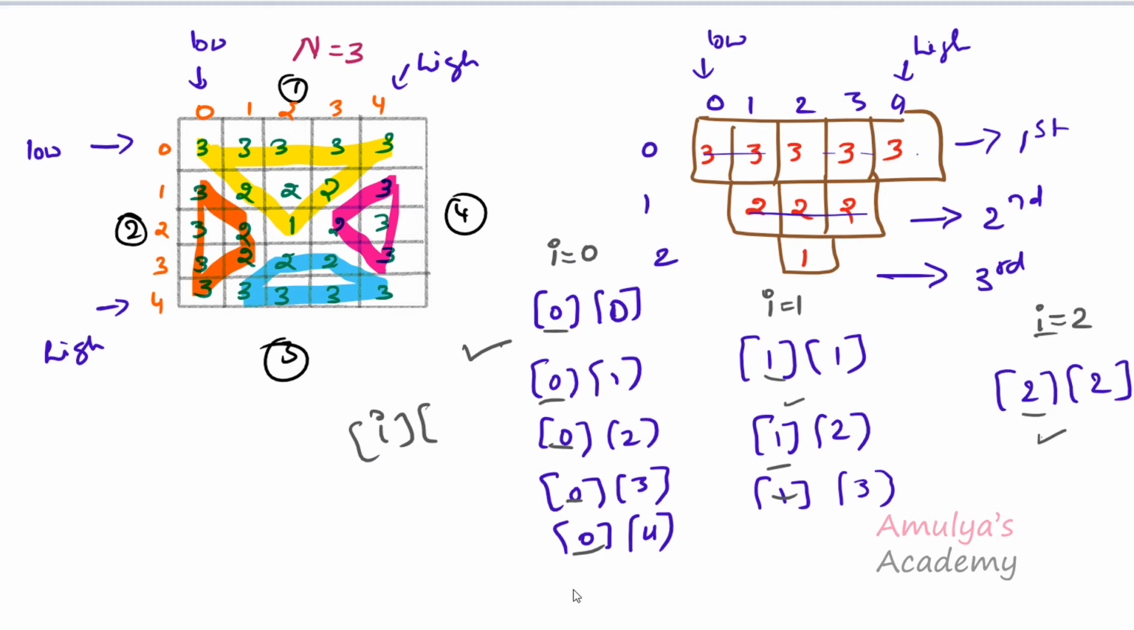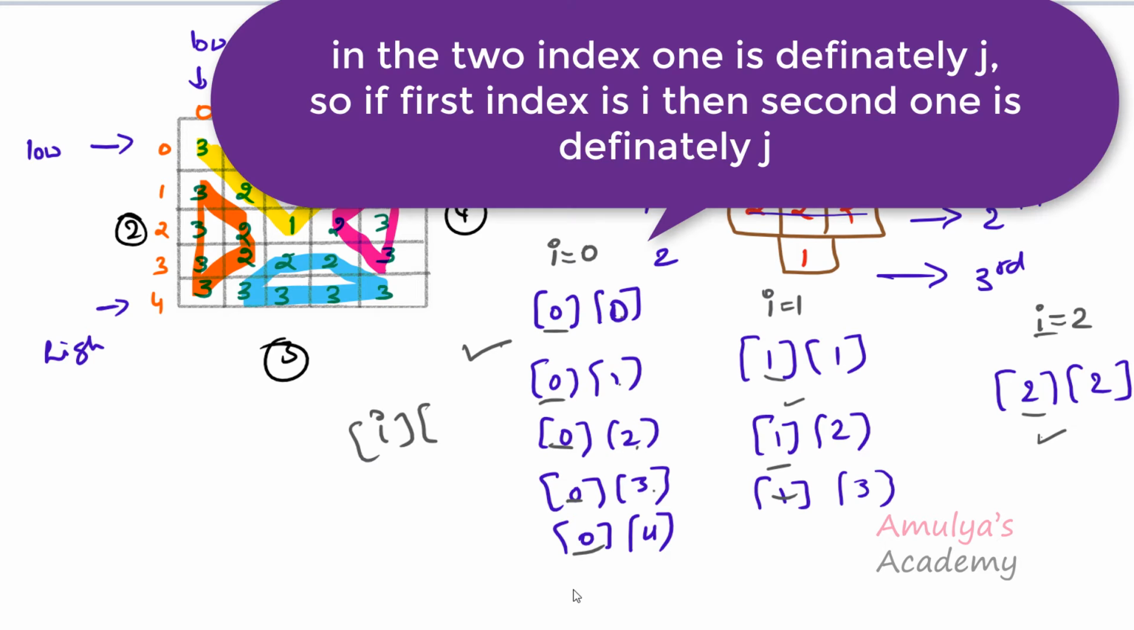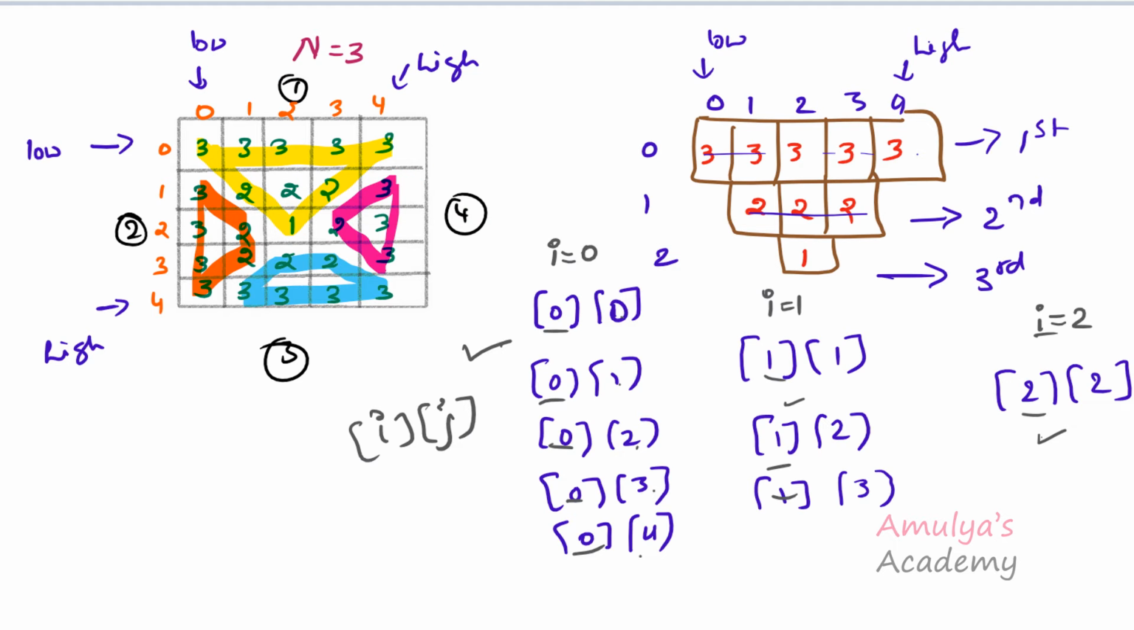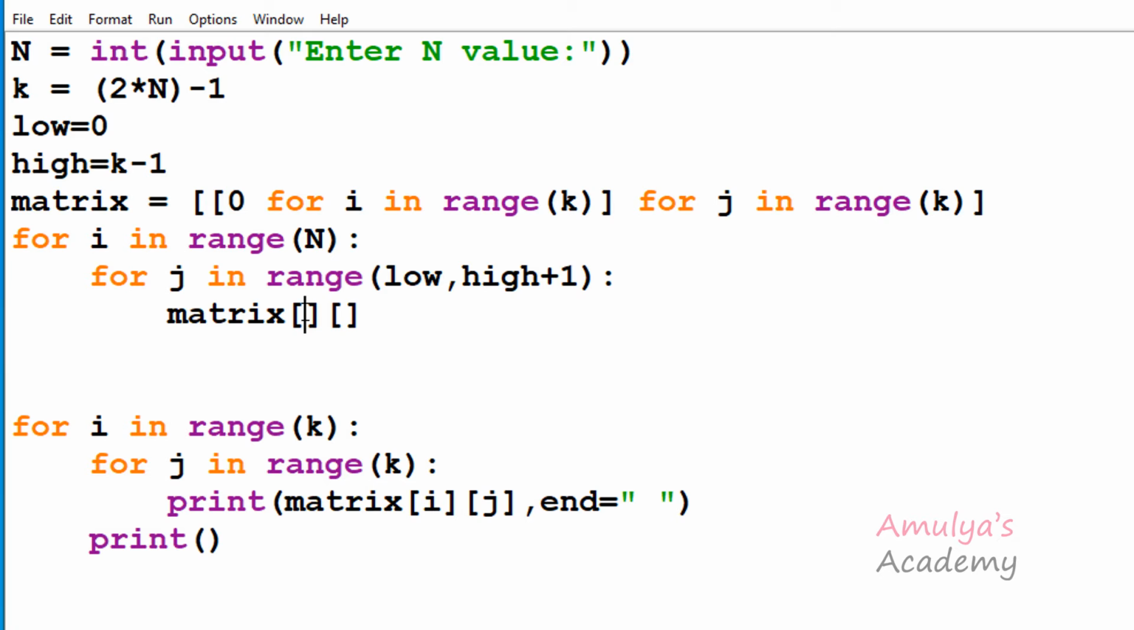Next, the next index is nothing but 0, 1, 2, 3, 4. 1, 2, 3, 2. That is nothing but the j value. Okay, so I'll take the index as matrix i and j. So here i and j. And here I need to insert the value.